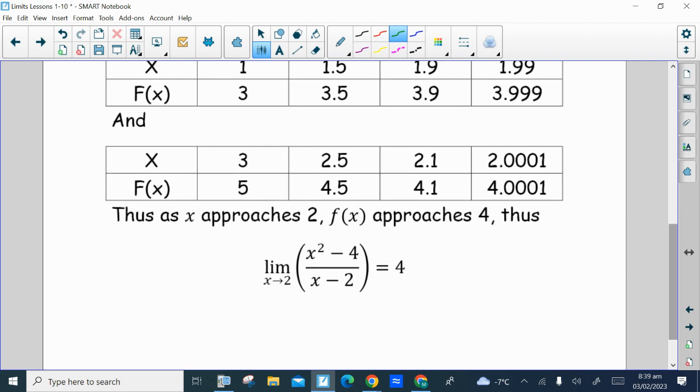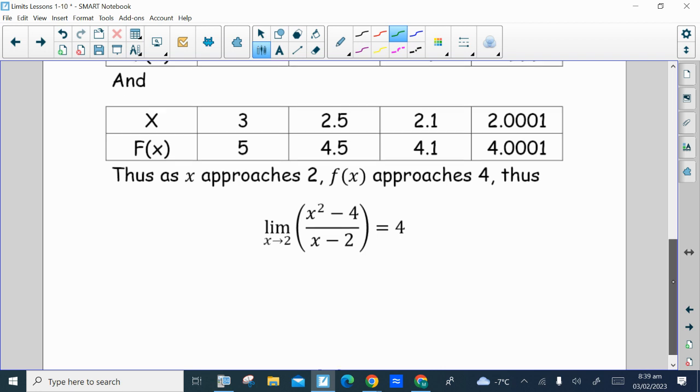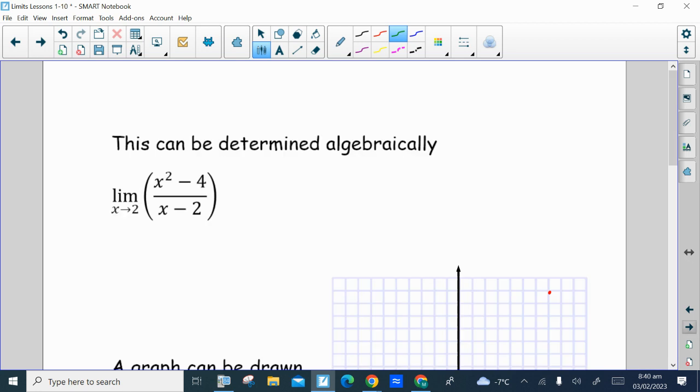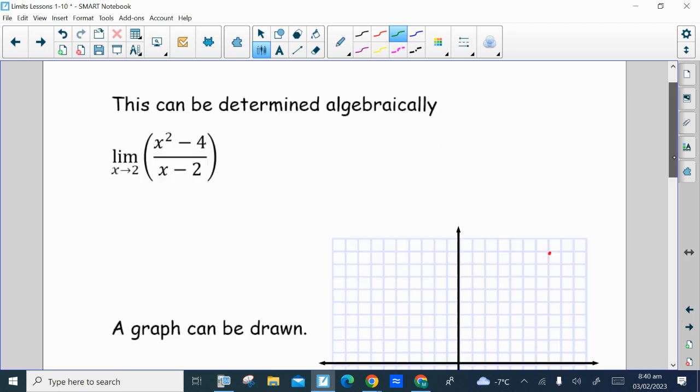So you could do it by setting up a table of values. And as long as the value of the limit is an integer, again, you can pretty much guess what it is. And then you could also go one step further and draw a graph from that table of values. But in this case here, because 2 is a non-permissive value, there would be a spot there where the graph is not continuous. We'd say it's discontinuous. And so let's look at that graph.